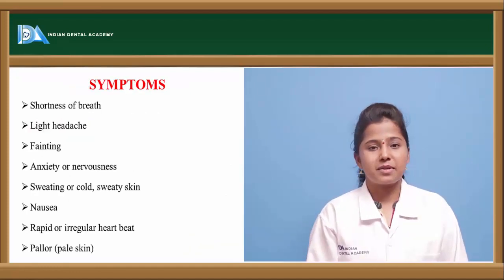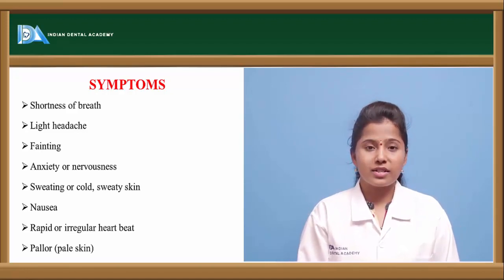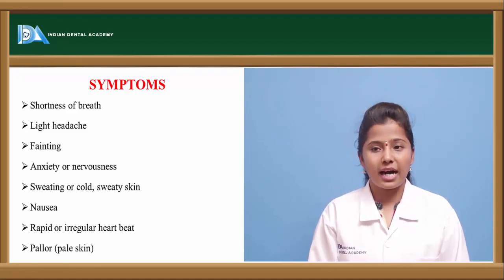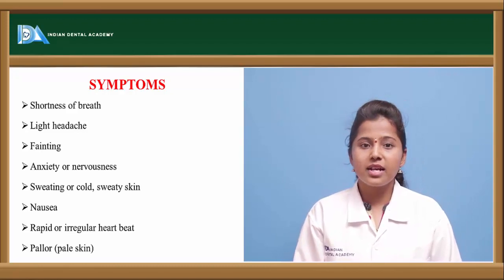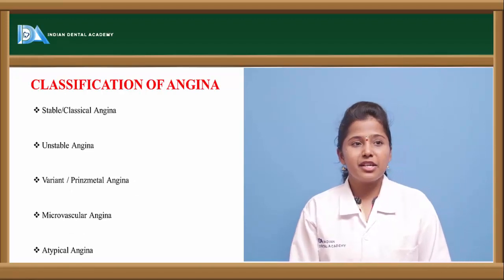Let us see the symptoms. Because of angina pectoris, there may occur shortness of breath, nausea, and severe chest pain, and there will be irregular heartbeat. In a few of the patients we can even see anxiety or nervousness, or there will be fainting also. And let us see the classification of angina.